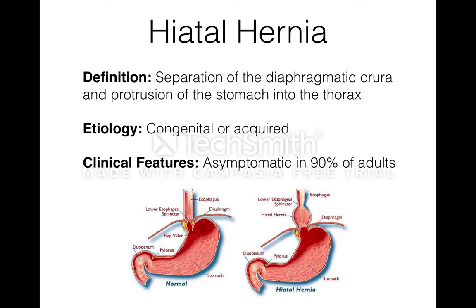Okay, so hiatal hernias are when you get separation of the diaphragmatic crura and protrusion of the stomach into the thorax, and these can be congenital or acquired. Typically, patients are asymptomatic.